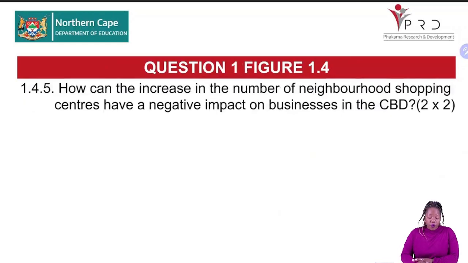With the hope that we are all done, so looking at our 1.4.5, how can the increase in the number of neighborhood shopping centers have a negative impact on the businesses in the CBD? Another 2 times 2, which means it's another 2 responses. So for this one, I'm going to give you 4 minutes again. After 4 minutes, then you will be able to do the corrections from your 1.4.1 up until 1.4.5.